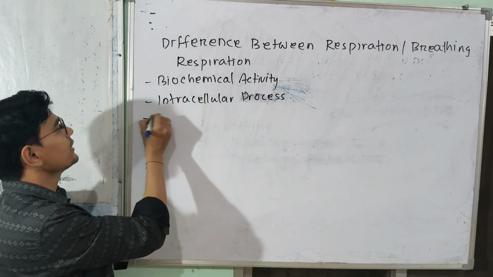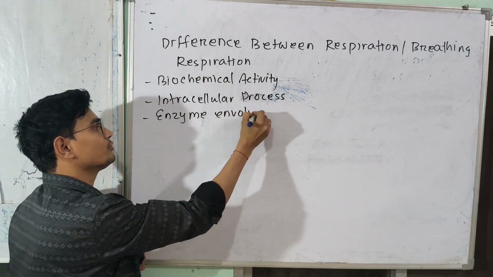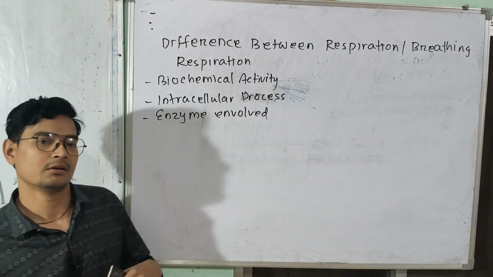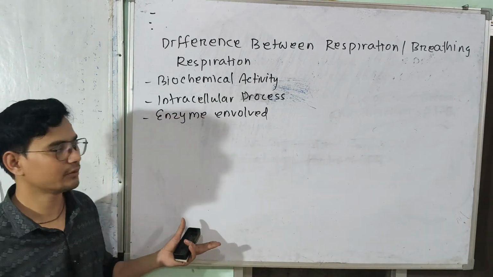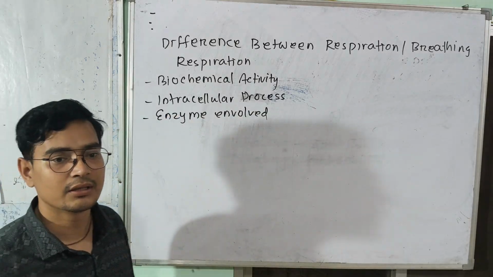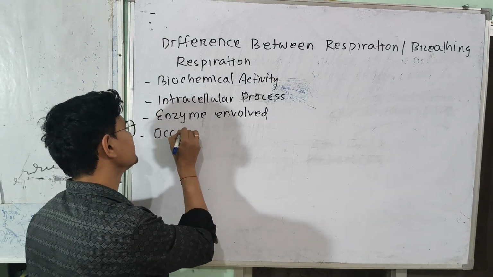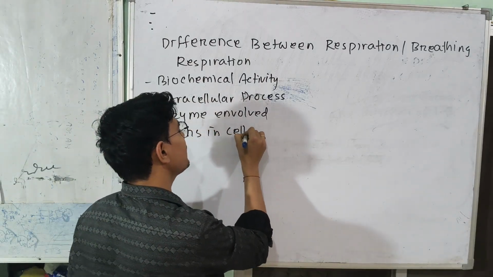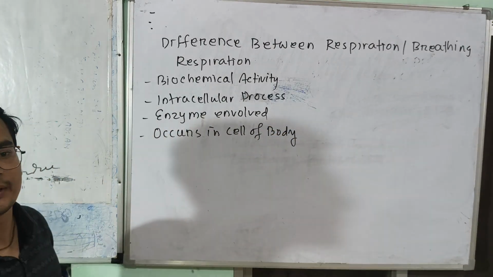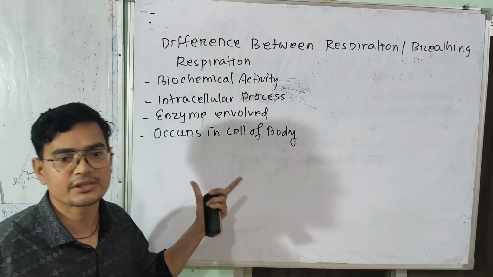In respiration, many enzymes are involved. Breakdown of glucose requires hexokinase, pyruvate kinase, different types of enzymes involved in respiration. Next, it occurs in the cells of the body. Every cell performs respiration. It is an intracellular process, inside the cell.